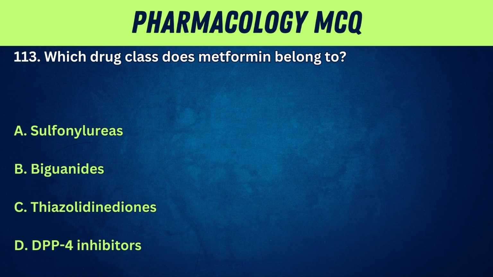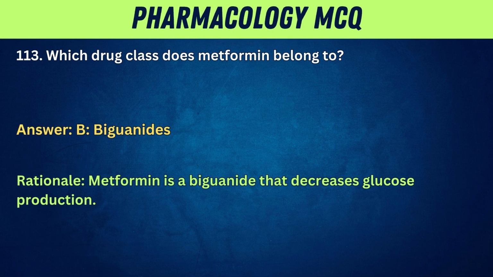113. Which drug class does metformin belong to? A. Warfarin. B. Biguanides. C. Thiazolidinediones. D. DPP-4 inhibitors. Answer: B. Biguanides. Rationale: Metformin is a biguanide that decreases glucose production.